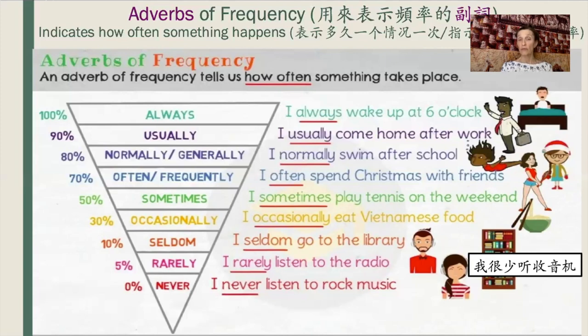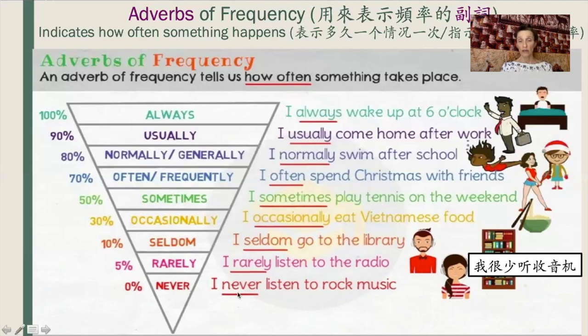不常 is seldom. And what was occasionally? Occasionally was 偶尔. Sometimes it's 有时候，有的时候，有些时候，有时. All those. Often again is 经常. Normally and generally is 平常 or 通常. And usually we had as 平常 or 平素. And always is we used 总是.